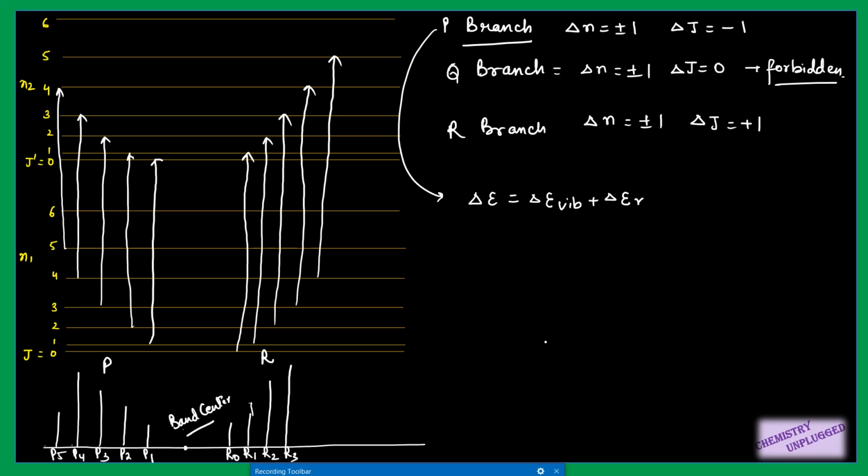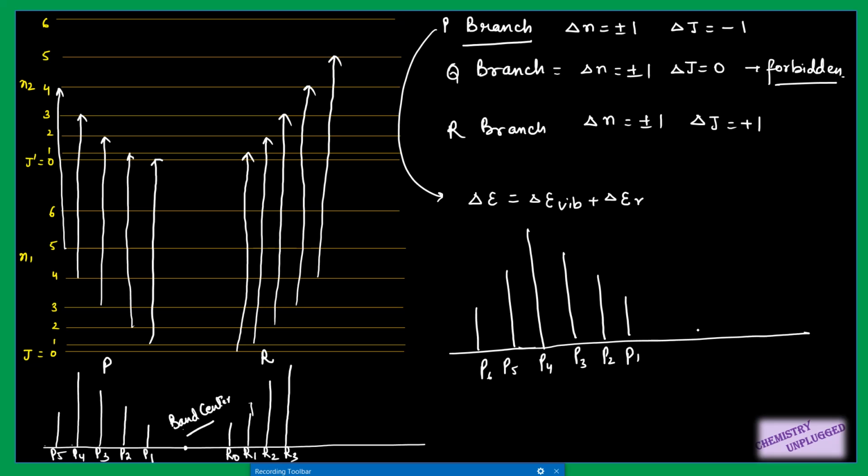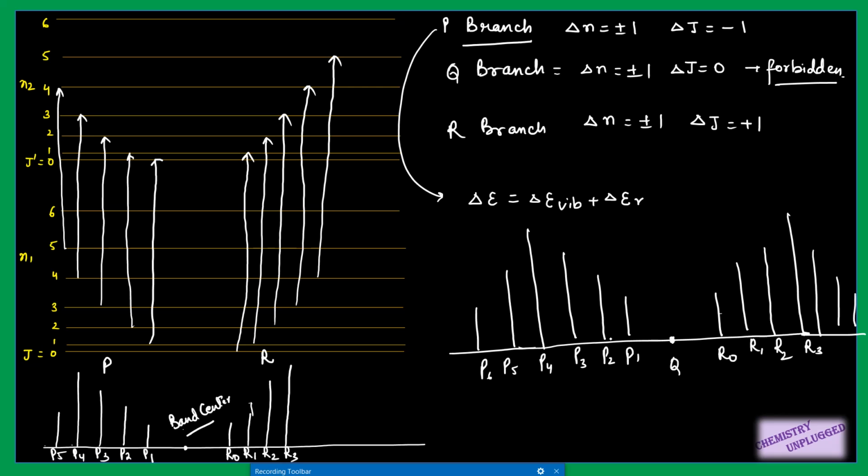So I can draw these lines again here to understand it. Suppose this is your P1 and this is P4, then again the intensity will decrease, right? And this is your R0, this is R1, this is R2, and this is R3, and then the intensity will decrease, right? And this is your band center. This is for the Q branch, and it is forbidden.